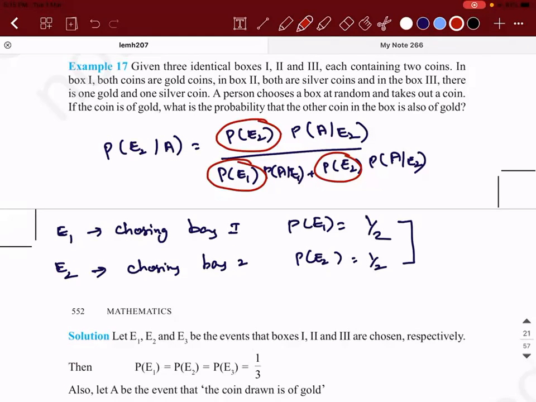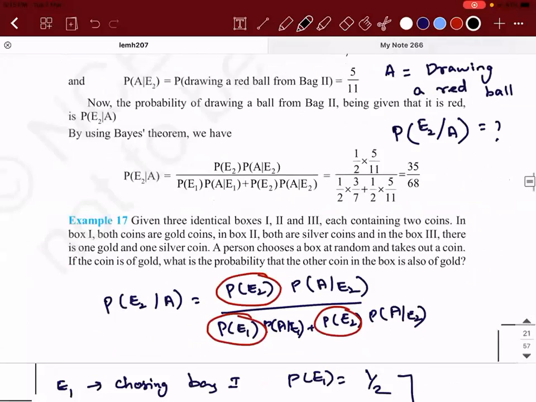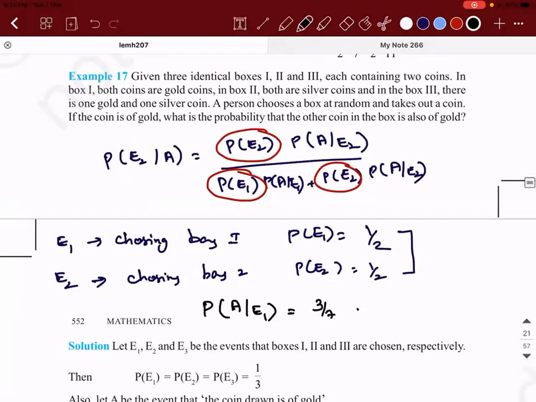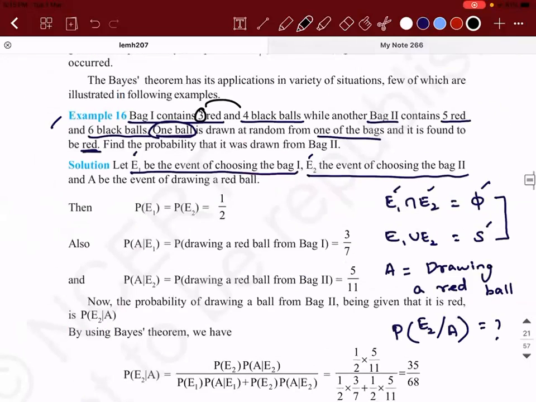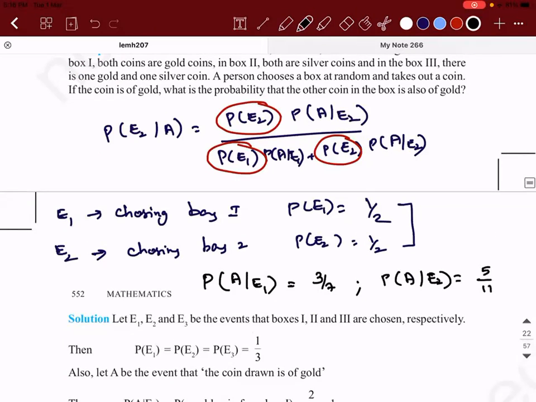So we got the values for E1 and E2. Now what is our job? What is the probability of A given E1? What is the meaning of this? What is the probability of choosing a red ball, knowing that it has come from bag 1? That is 3 out of 7. What is the probability of A given E2? That is 5 out of 11. So you have all the values. Now what are you supposed to do? Substitute these in the formula and you will get the required answer.